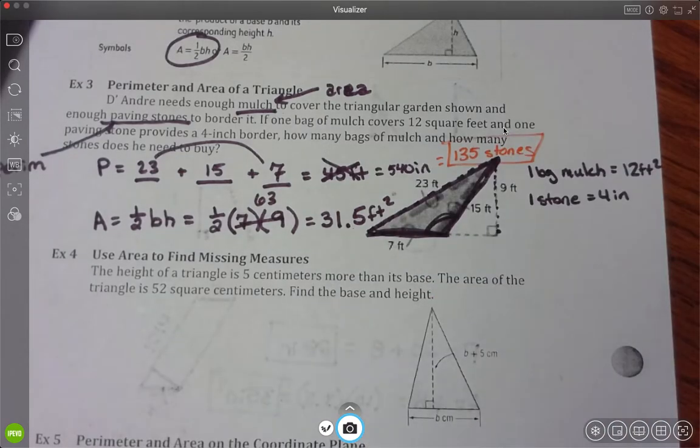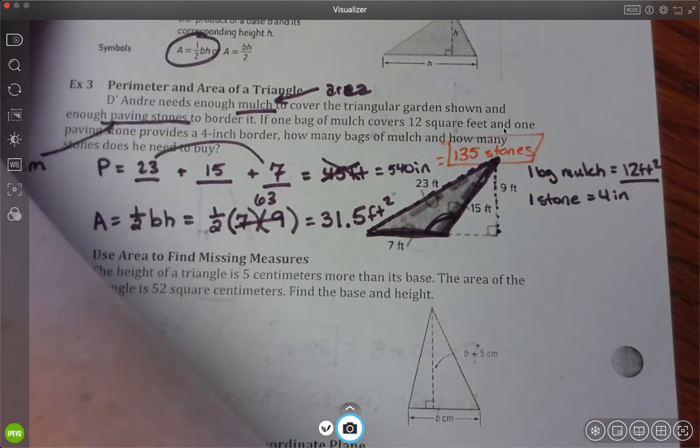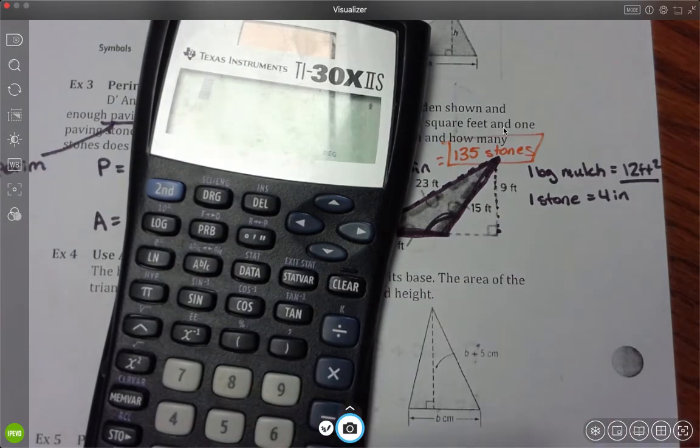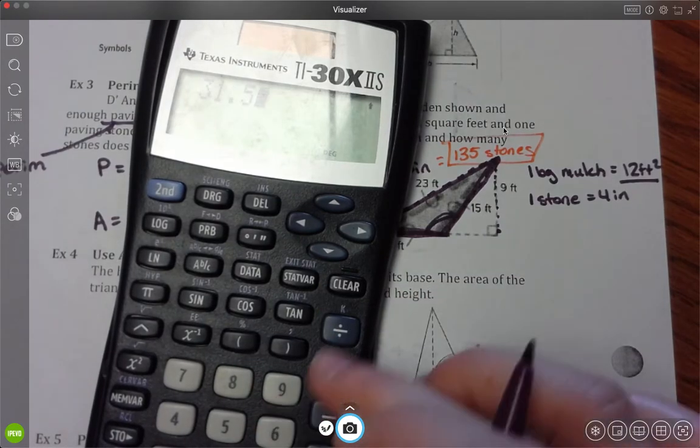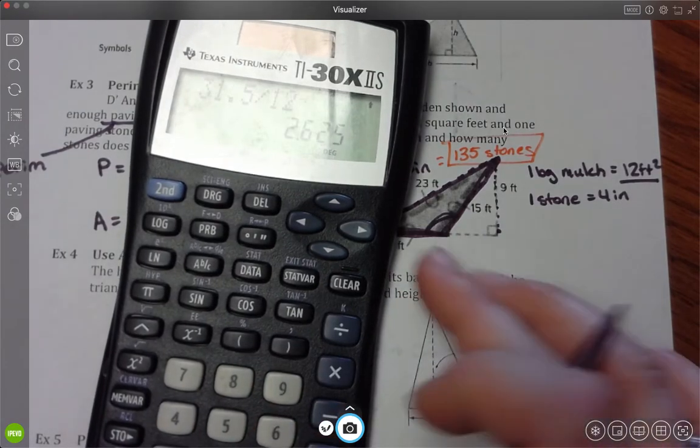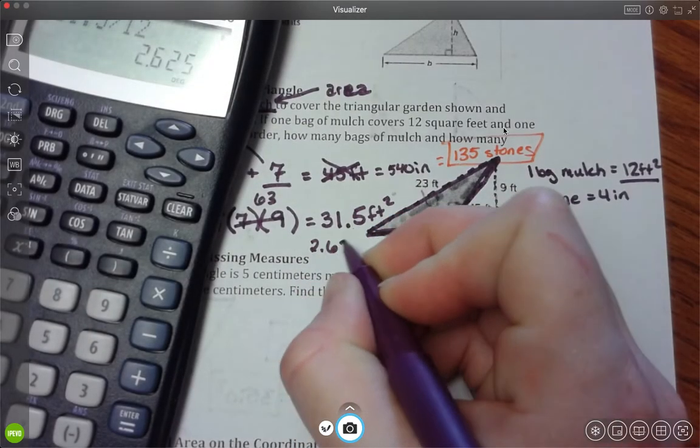Now, how many bags of mulch will I need? Well, 1 bag of mulch will cover 12 square feet. So how many bags do I need? If I take 31.5 and I divide that by 12, I get 2.625 bags.